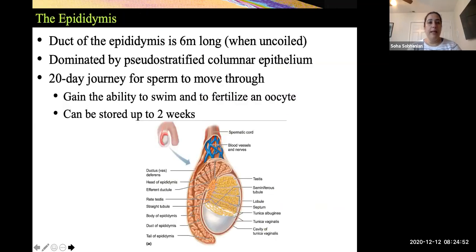Okay. Next, in the reproductive path, we're going to the epididymis, this comma-shaped organ right on top of the testes. When it is uncoiled, which means all of these tiny coils that you see inside of it are completely uncoiled, it is about 6 meters, which translates to 18 feet, if you're talking about feet. I don't know how familiar you guys are with meters. So it's about 18 feet, which is a pretty long tube.